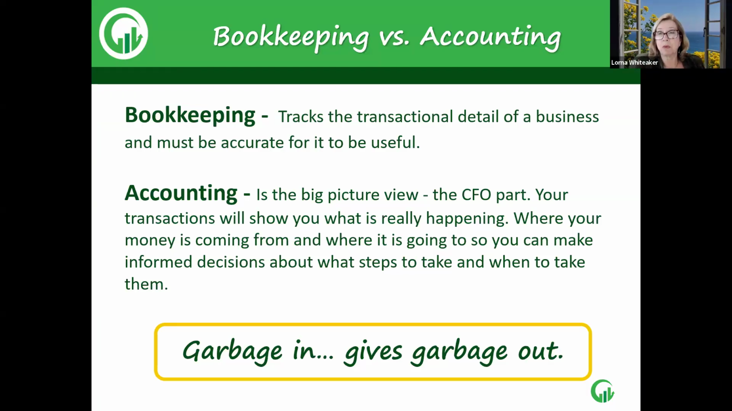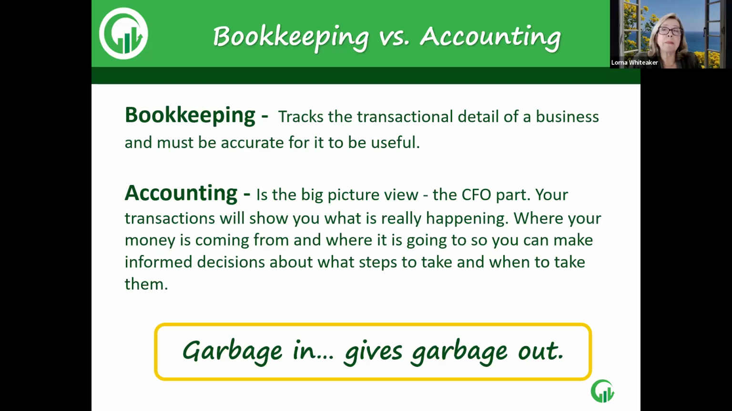It's the big picture view, the CFO part for a business, Chief Financial Officer. Every one of you is the Chief Financial Officer for your business. You are now and always will be. Never let somebody else know more about your financial health than you do. Okay? So your transactions are going to show you what is really happening in your business. Okay? Cash flow, profitability, liabilities, all of those things that you're going to look at so that you can make informed decisions about what steps to take and when to take them.